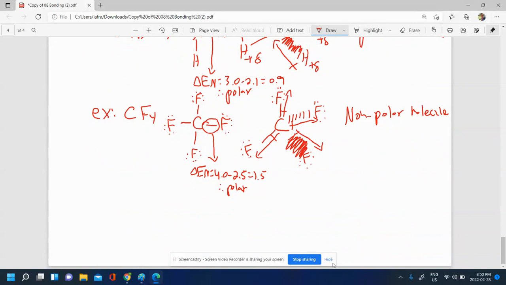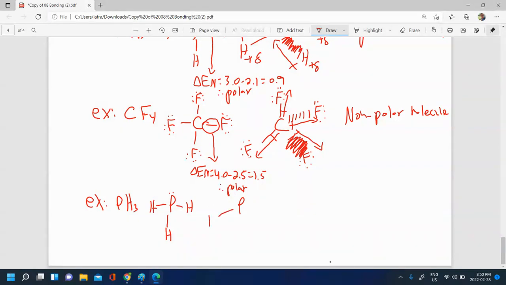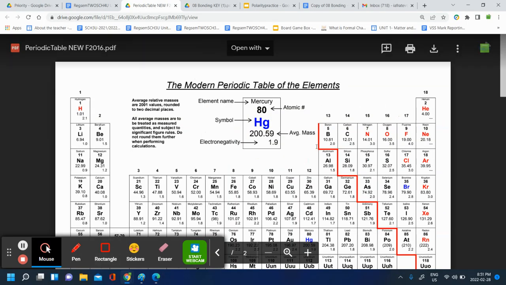So let's try out the molecule PH3. If we draw out PH3, you get something like this. And if you want to draw out its 3D structure, you get this. And we need to calculate the electronegativity difference to figure out the bond polarity here. So the delta EN is equal to 2.1 minus 2.1.